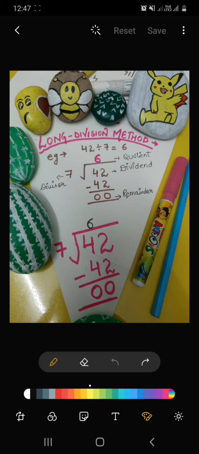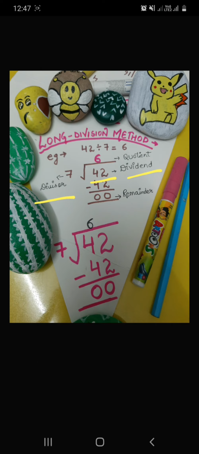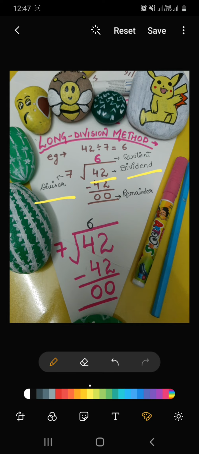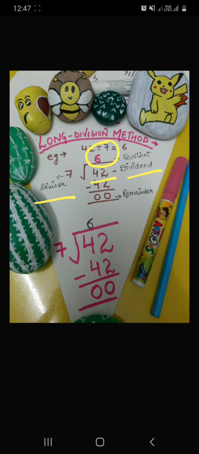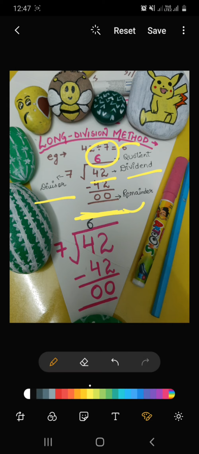I repeat, जो नंबर अंदर है, जिस नंबर को हम लोग डिवाइड करते हैं, it is called a dividend. जिस नंबर से डिवाइड करते हैं, the number from which we divide is called a divisor, and the answer is called a quotient, and the remaining answer is called a remainder. So this was all about long division method. In next slide you will come to know more.